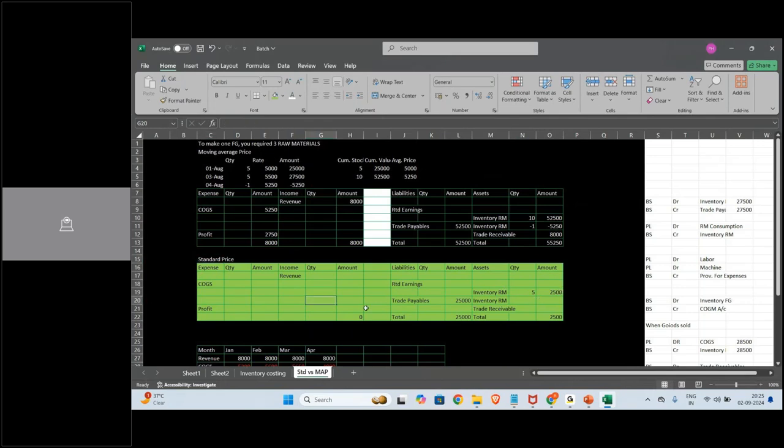Second time when I am buying at 5,500, the entry will be slightly different. What will it be? It will be like this. Any difference will go to the price variance account. So inventory will be 25,000, and 2,500 will go to price variance. The original 25,000 plus the second 25,000 totals 50,000.